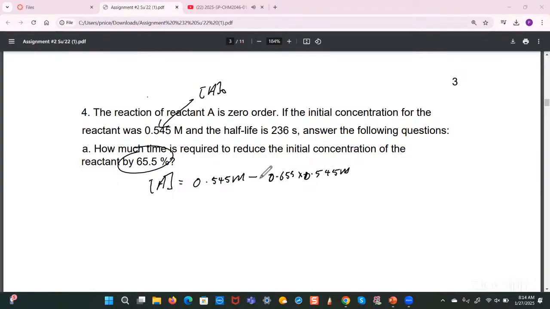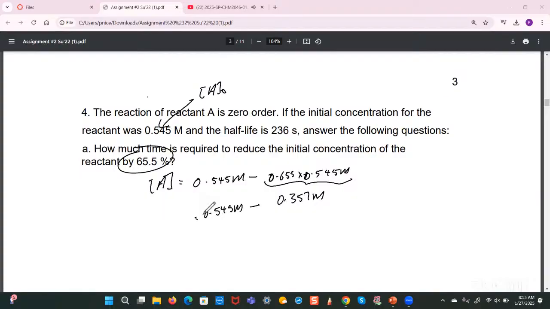So where's my calculator? Okay, so I'm going to work out this part first. So that's 0.655 times 0.545, and that gives 0.357, and then 0.545.